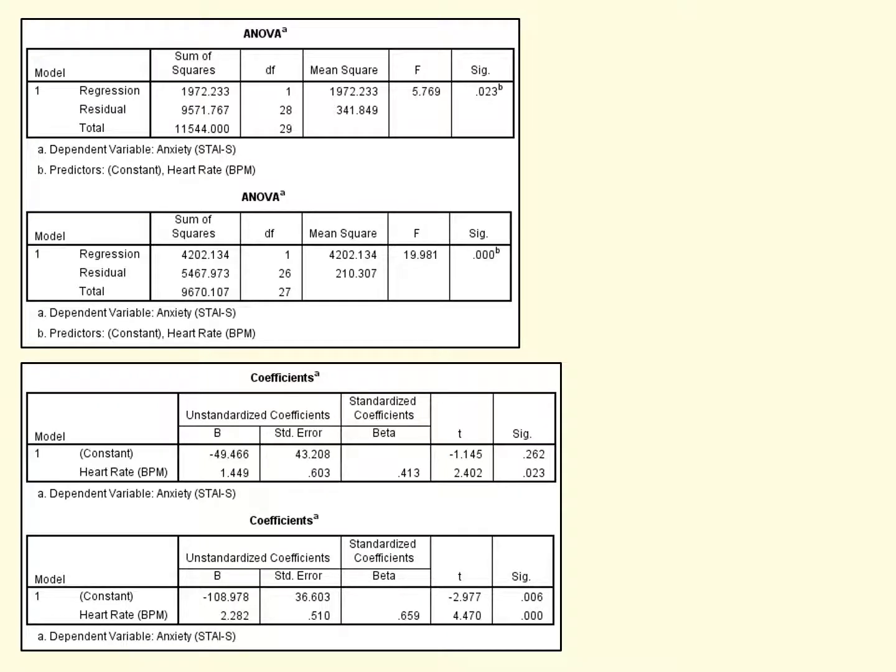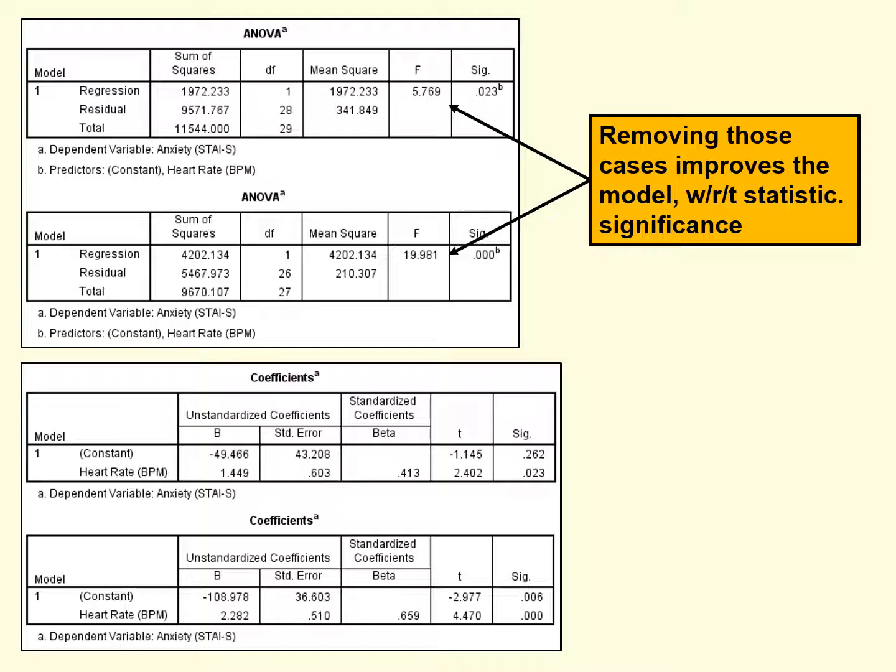If you go ahead and run your regression again, now having filtered those two cases, you'll see some interesting changes in your analyses. So right here, I've got on the top the ANOVA for the model when those two cases are included, and on the bottom, the ANOVA for the model where the cases are removed. And you can see the value for the F statistic goes up quite a bit, and correspondingly the value for the significance level, or the probability, goes down quite a bit. So removing those two cases, or filtering them temporarily, improves the model with respect to its test statistic.